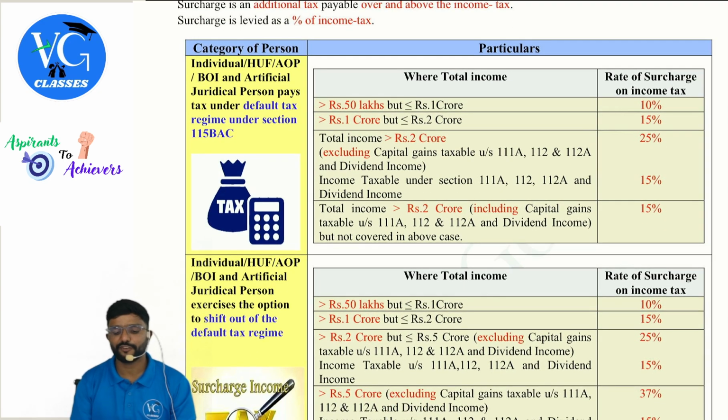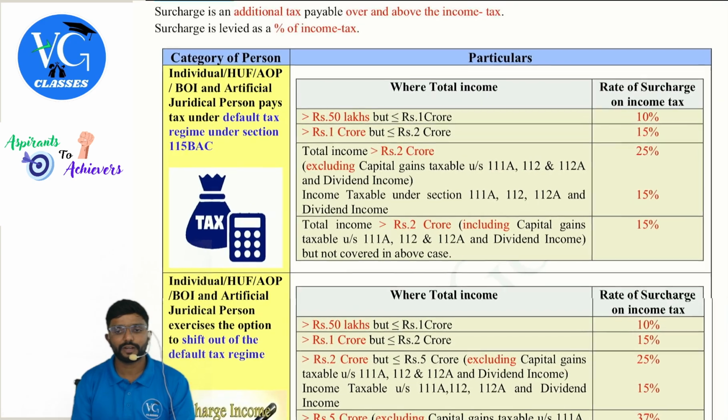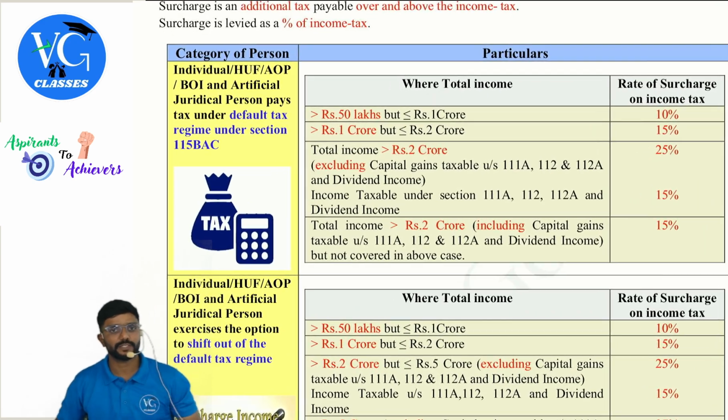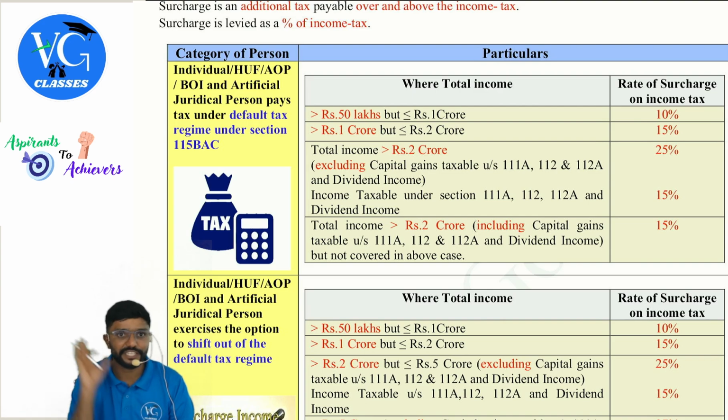Yes, sir. For the first set of people, that is slab rate assessment. What do we call them? Slab rate assessees. Who all are there, sir? Individual, HUF, AOP, BOI, and artificial juridical person. If they are following the default scheme given under section 115BAC, what is the surcharge rate? We have already seen the slab rates. That is different. Surcharge is different.